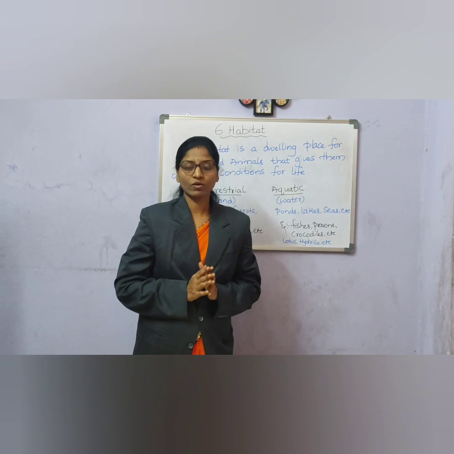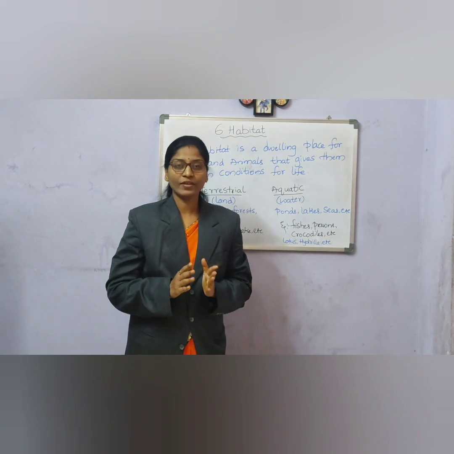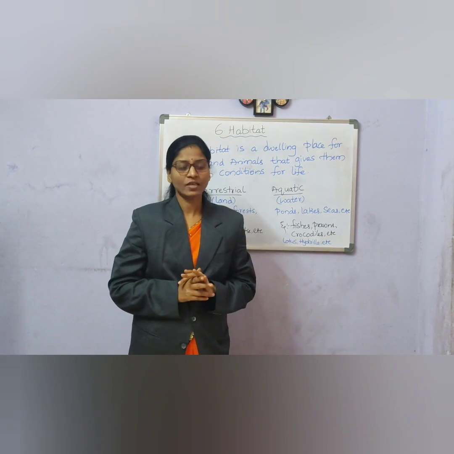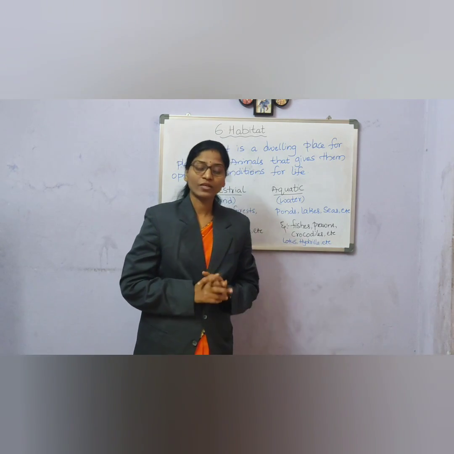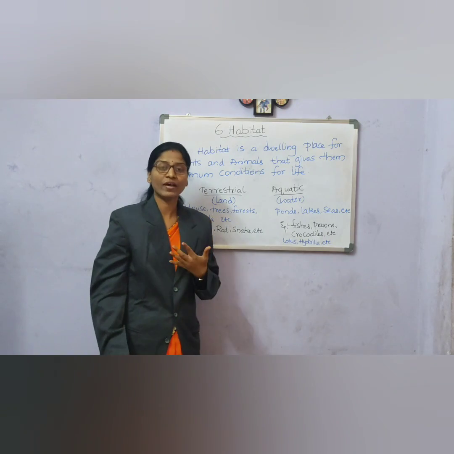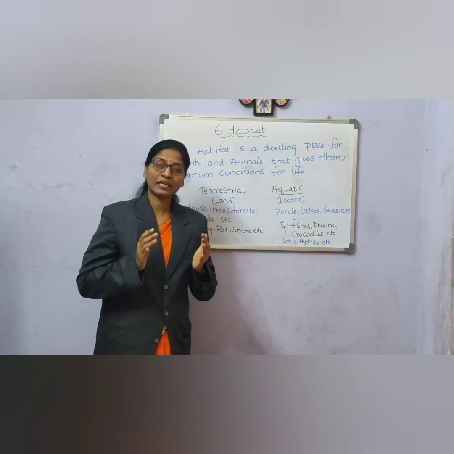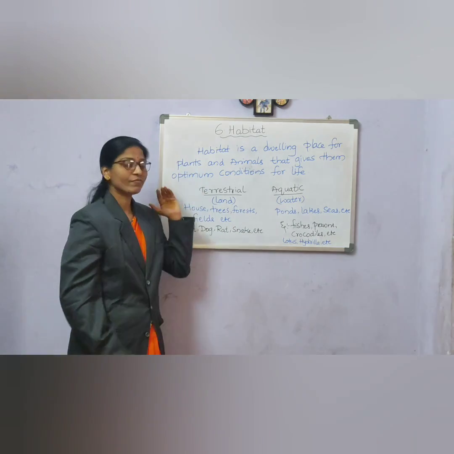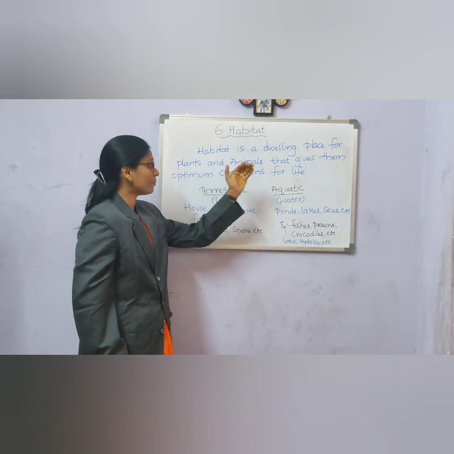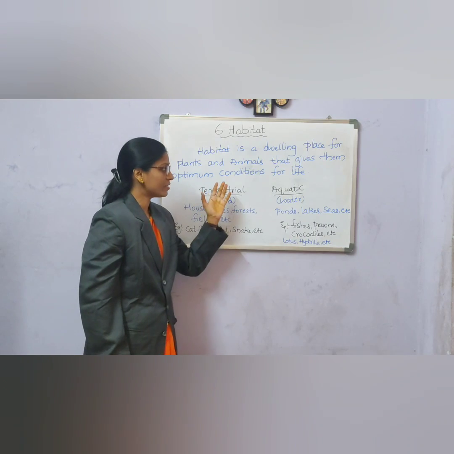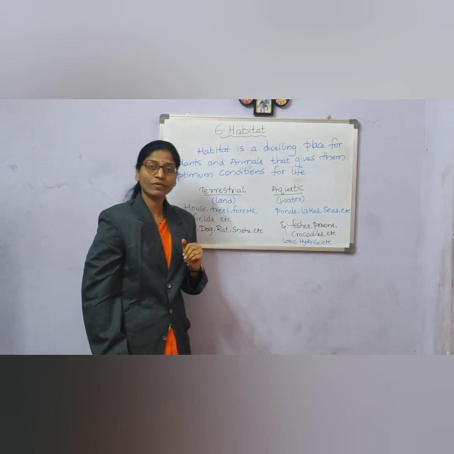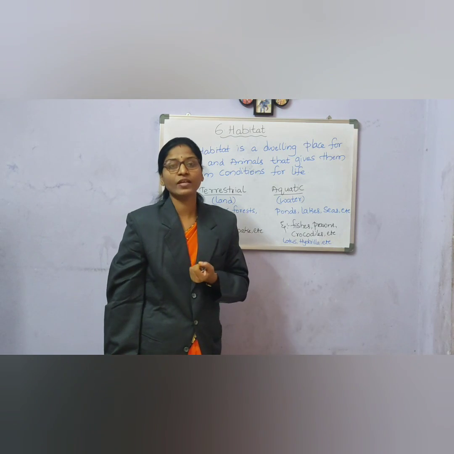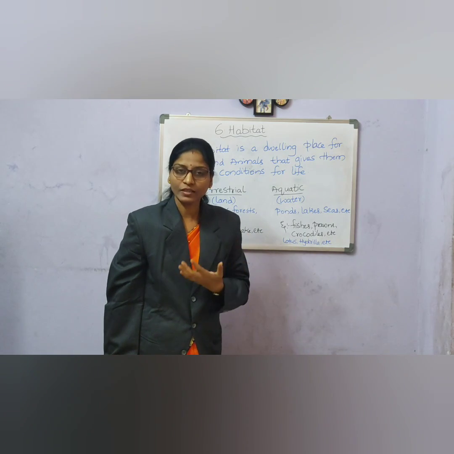See, all living organisms are living on this earth at some place or other. So here, what is a habitat actually? How can we define a habitat? The place where we live is called a habitat simply. So we can define the habitat as a dwelling place for plants and animals that gives them optimum conditions for life. So for our life, we live in some habitat or other.